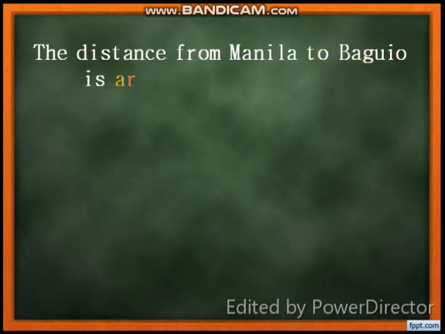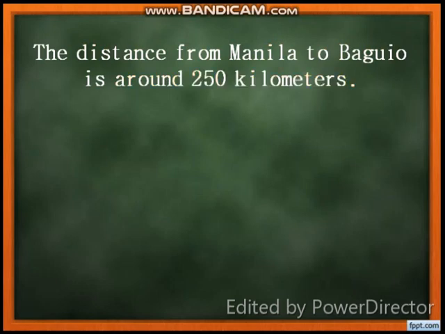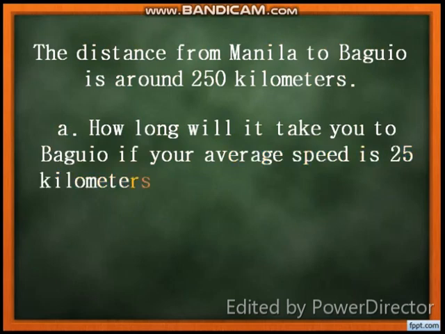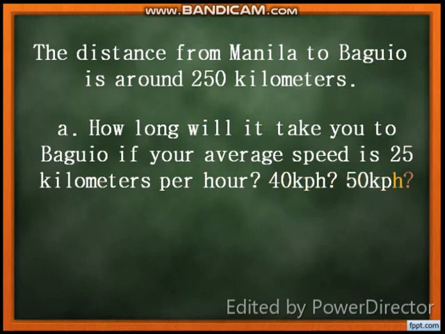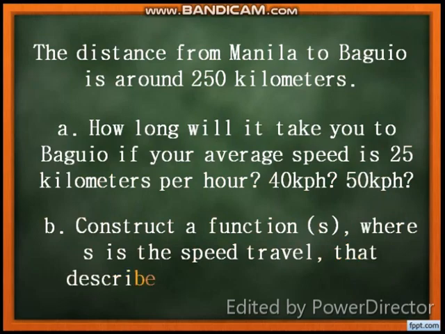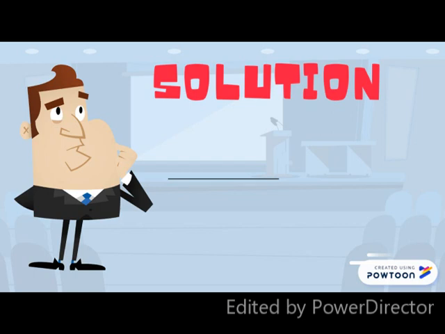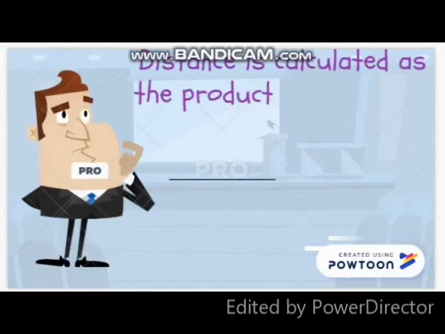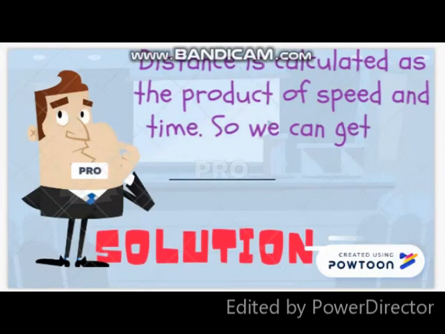For the next question, the distance from Manila to Baguio is around 250 kilometers. How long will it take you to reach Baguio if your average speed is 25 kilometers per hour, 40 kilometers per hour, and 50 kilometers per hour? Construct a function where s is the speed traveled that describes the time it takes to drive from Manila to Baguio. This is the solution. Distance is calculated as the product of speed and time. So we can get the time by dividing distance by the speed.